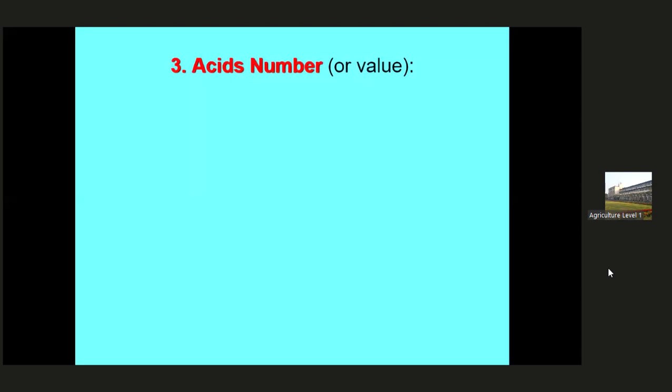Acid number is also called free fatty acid number. What is free fatty acid?